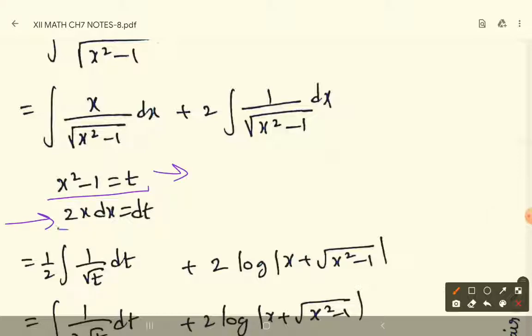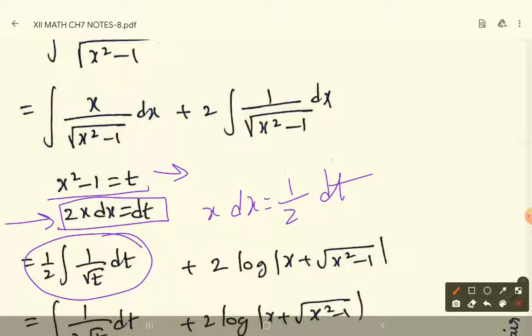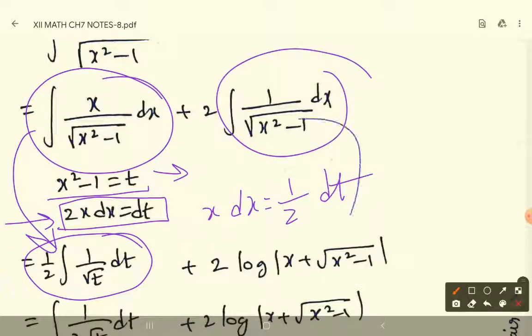2x minus 1 dx into 2x into dx is equal to dt. So you can write x dx is equal to 1 by 2 dt. So it is 1 by 2 into integration 1 by root t dt. This one is converted like this. Then this one will be applied the formula directly.